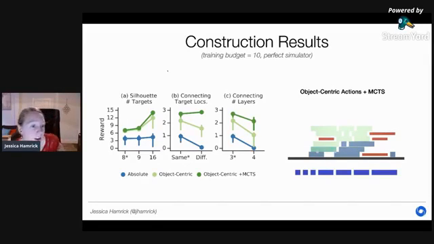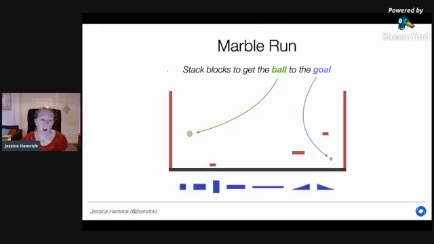We can try to look at how SAVE performs in more complex environments as well. So we developed a new type of construction task, which we call Marble Run, where the goal is to stack up blocks in order to support this ball getting from this location to this target location. And again, the ball is not allowed to touch any of the obstacles like these ones here or the walls.